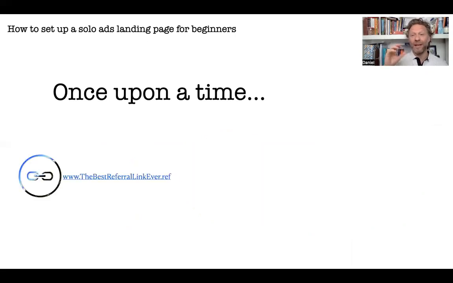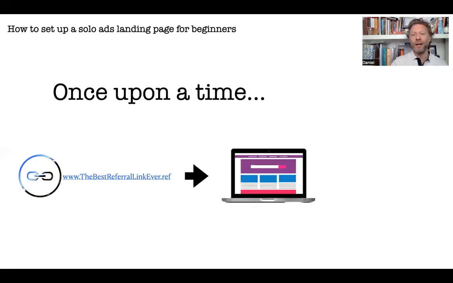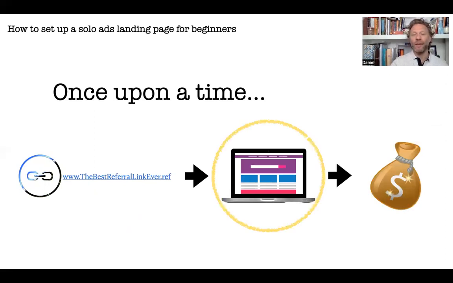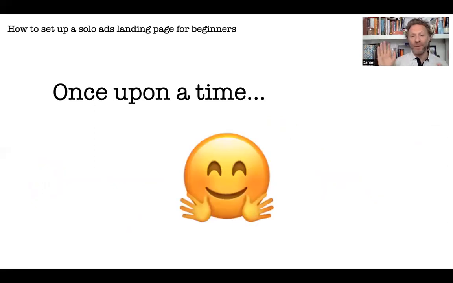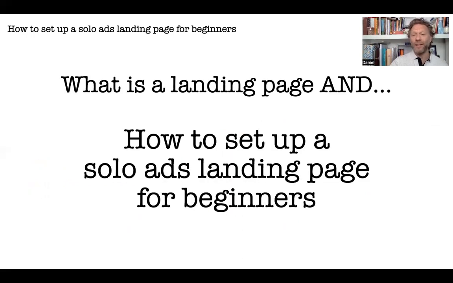So what the plan should be, which I found when I went back to the drawing board and studied affiliate marketers, solo ad vendors, and so on: you grab the referral link still, but you send them to a landing page, which we're going to talk about today. And then you make more money. You actually make money that way round. So we're focused on the landing page today, what that is and how you can get one started. Happy days. So that's how you transform from starting out as a beginner to making money in affiliate marketing and using solo ads. So what is a landing page and how to set up a solo ads landing page for beginners?